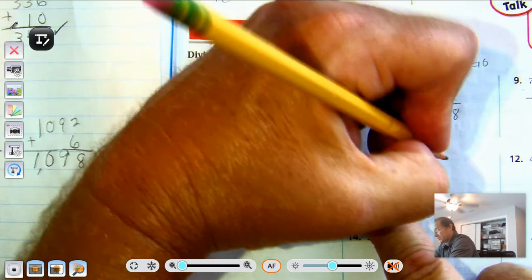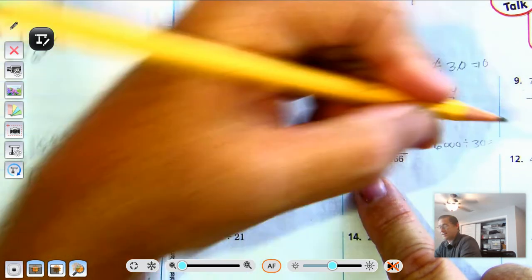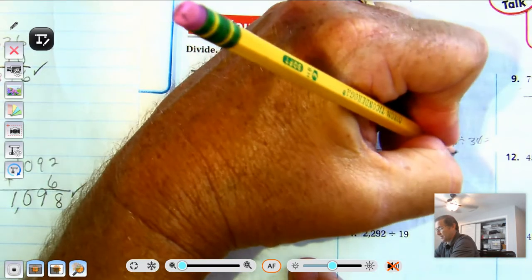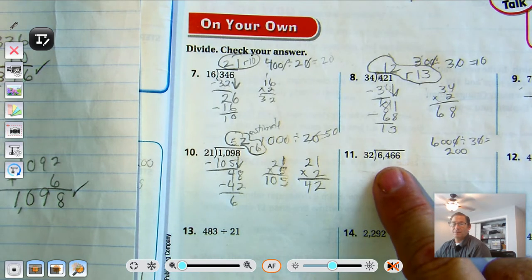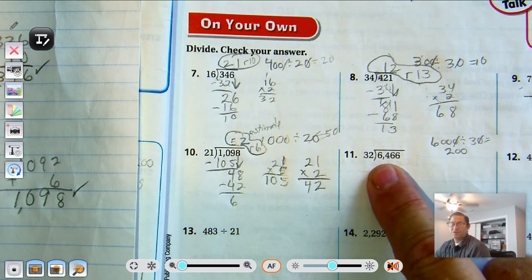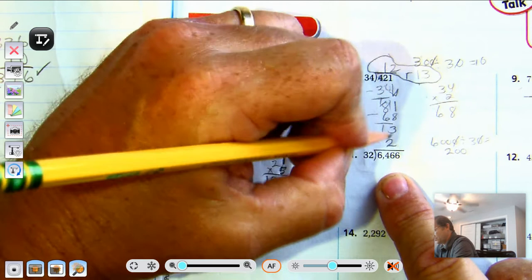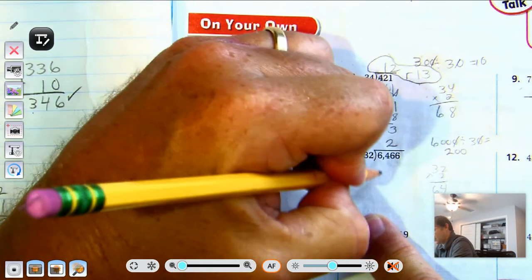6,466 divided by 32. My estimate will be 6,000 divided by 30. Eliminate the end zeros. So we have an answer of about 200. So I can't take any 32s from 6,000. So 6,400s, I can take 2. What is 2 times 32? 64.